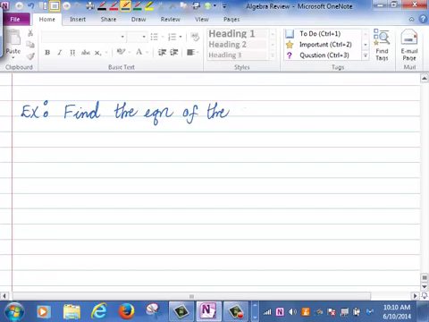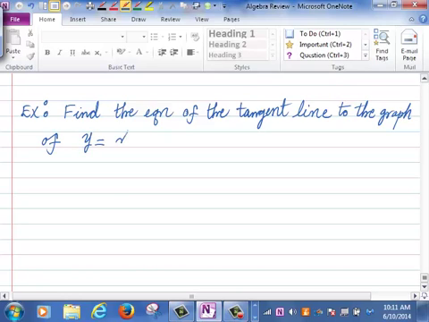Okay, so find the equation of the tangent line to the graph of the function y equals root x divided by 1 plus x squared at the point 1 comma half.